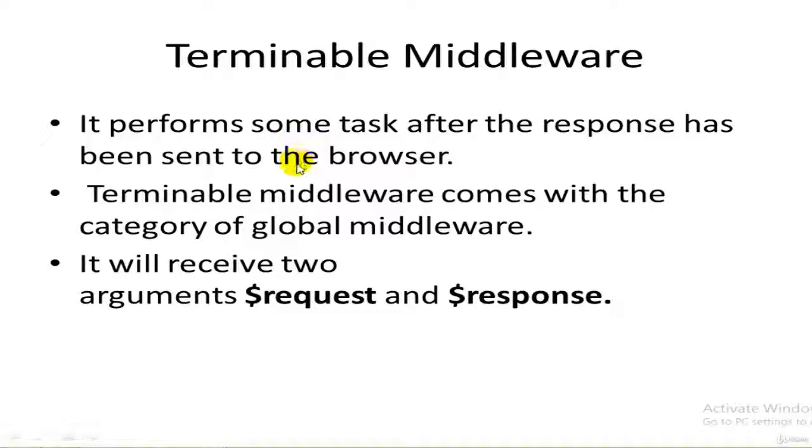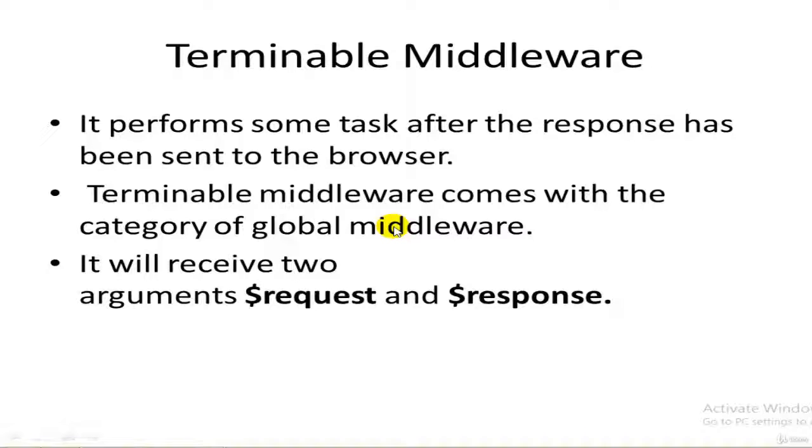Some task which has been sent to the browser is performed with the help of middleware, and the response executed from the user is analyzed, and accordingly it will terminate. Another thing, terminable middleware comes under the category of global middleware. We saw role middleware, how it is executed, how it is under route middleware category, how it is displayed in the browser. Terminable middleware comes under the category of global middleware. It will receive two arguments, that is $request and $response.